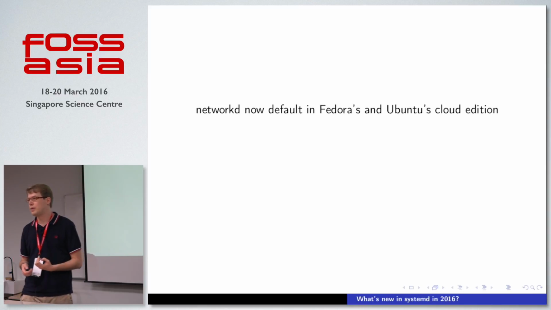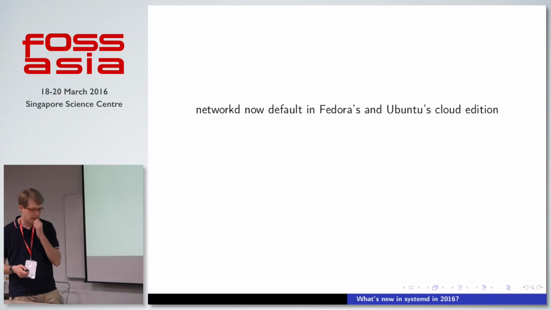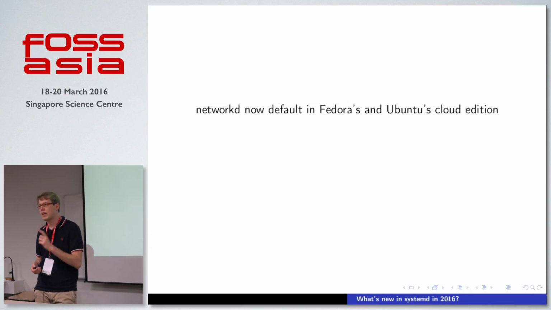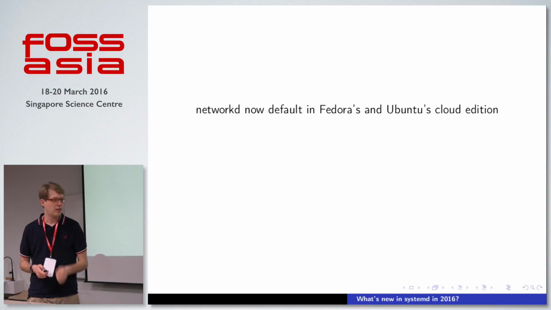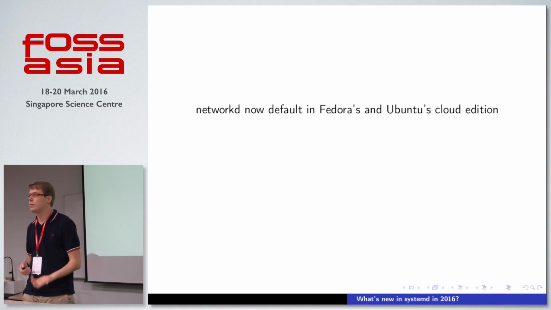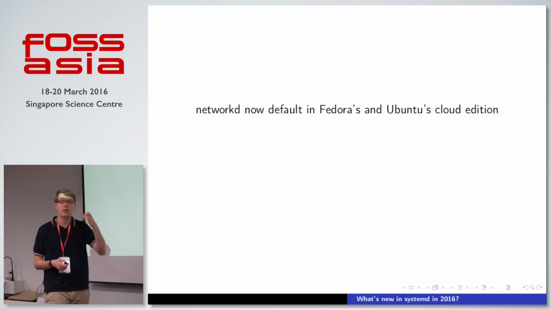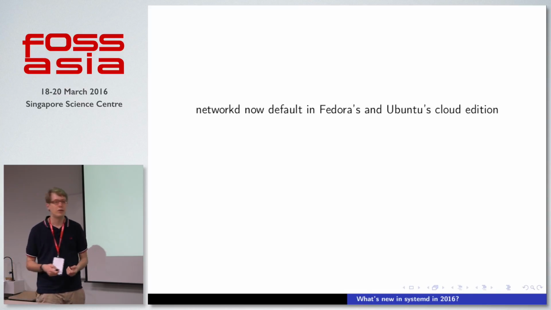networkd is far from complete, right? You cannot even talk to it dynamically yet. Everything you do is you write rules and it executes them. But that didn't stop many embedded developers and many cloud distributions from adopting it already. This is one of the more recent successes we had: both Fedora and Ubuntu's Cloud Edition now install networkd by default and use that for network configuration.